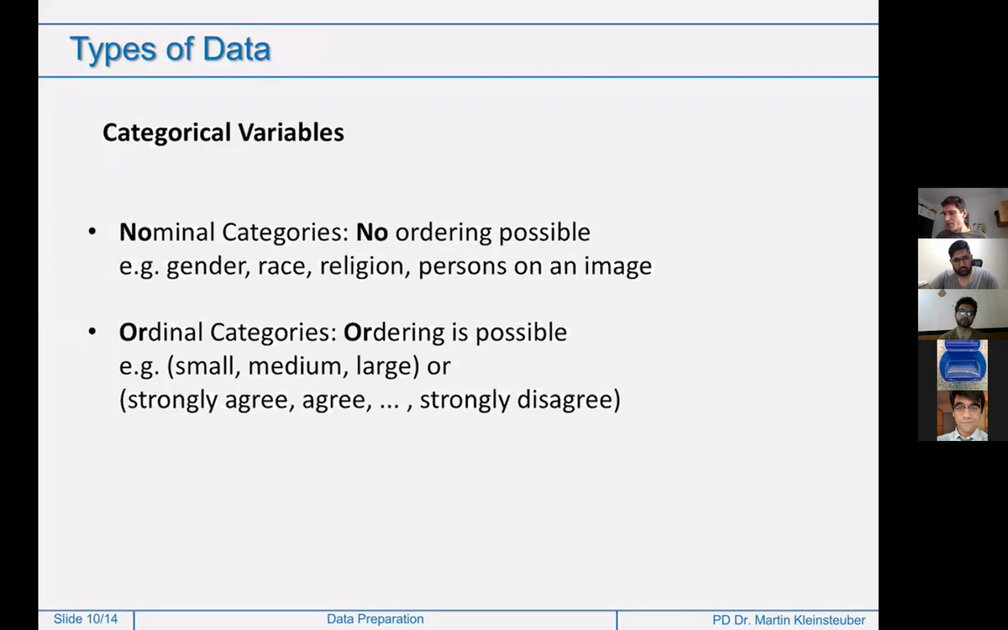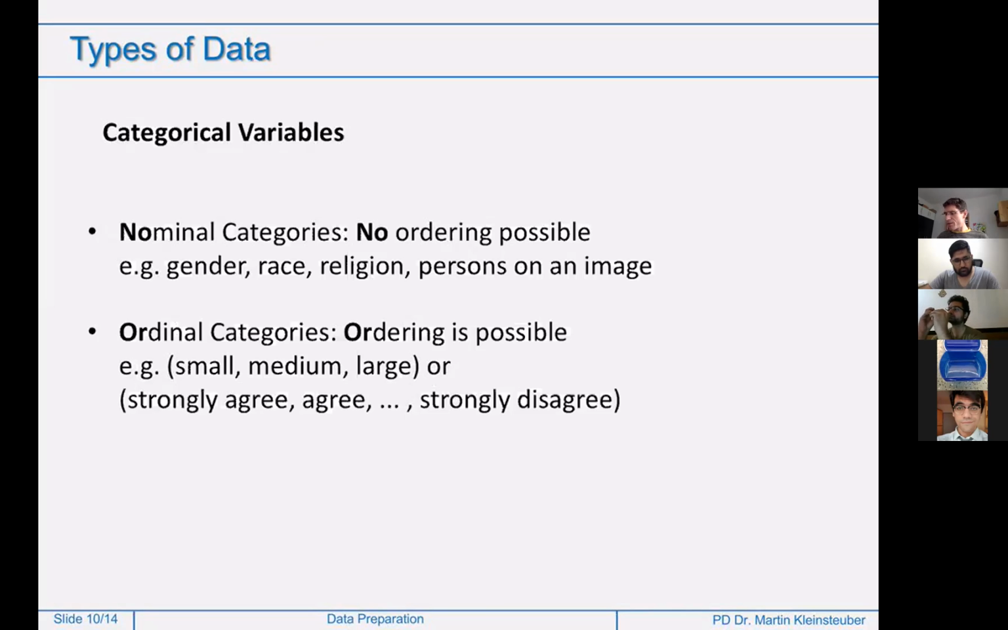For example, gender, race, religion, persons, apples, pears, the classification tasks that we have. These are typical nominal categories, persons on an image. But you have ordinal categories where an ordering is possible. For example, small, medium, or large.